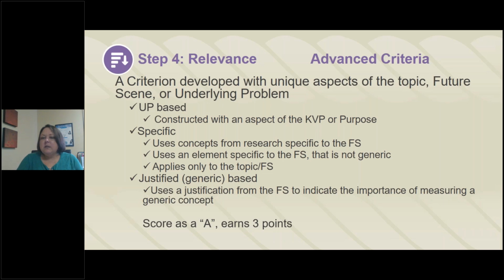One thing to note is that in the evaluation notes for each future scene, there are sample criteria. So some generic, some of those modified, and also several examples of justified, specific, and UP based, because criteria on the surface can be very simple looking, but when you actually go to analyze it, it can become much more difficult. Even though they're very short statements, they really pack a lot of punch in terms of what they're doing. So any questions on those?